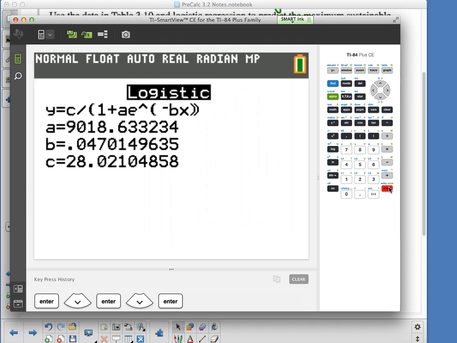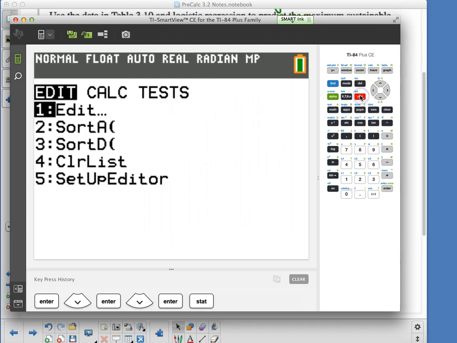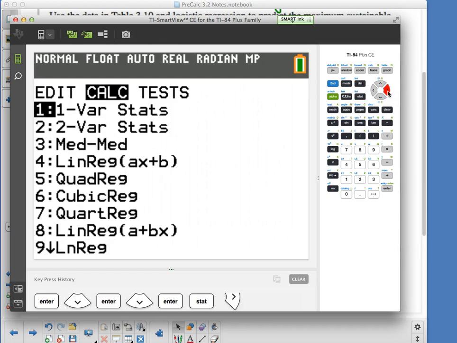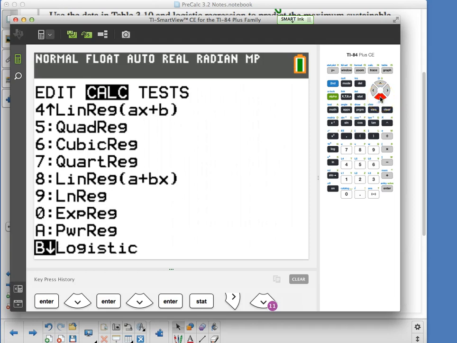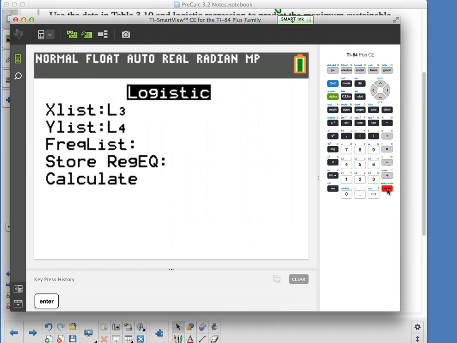I've got to do the same thing with Pennsylvania. So again, I go to STAT, hit CALC, and go to B. We're just going to arrow down, that's probably faster here instead of doing the other stuff. I'm going to go to B for logistic. Okay, hit enter. Now I'm going to go L3, L5 because that's the Pennsylvania information.